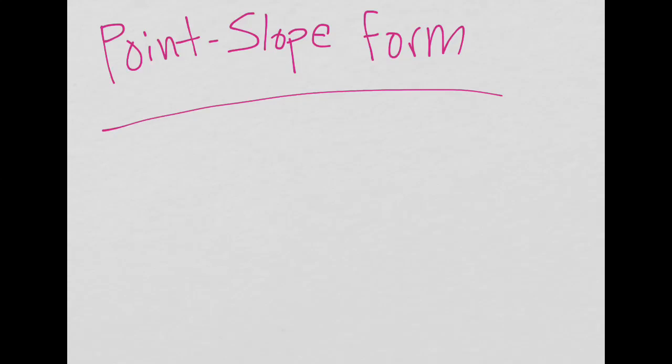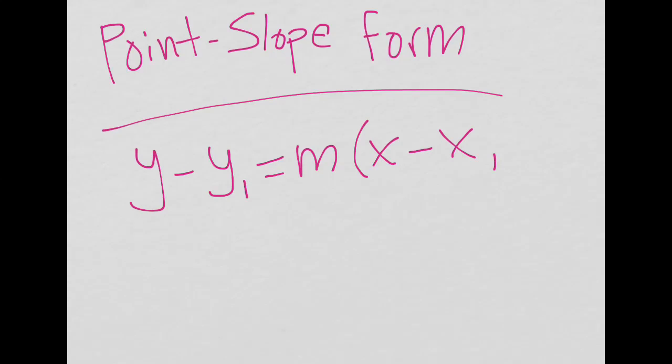So what better to do than talk to you about algebra stuff, specifically point slope form, which is the equation y minus y1 equals m times x minus x1. Okay, now let's go over a few things here.